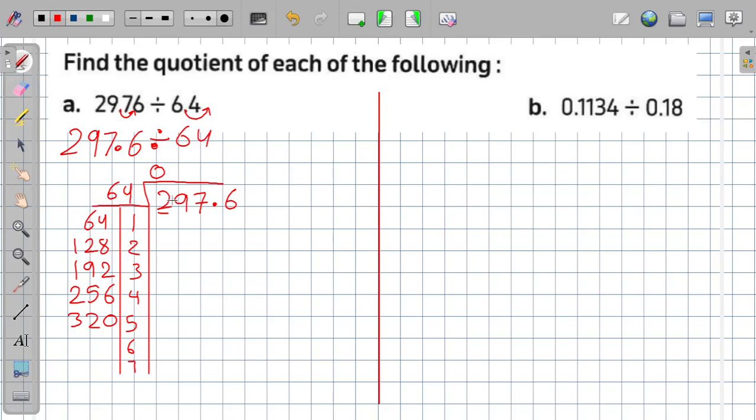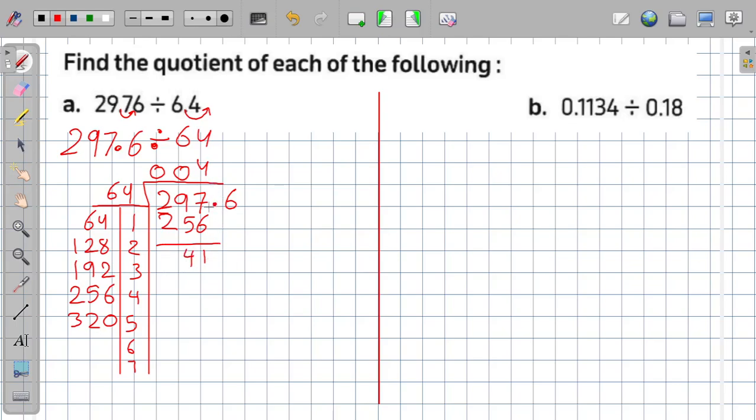Equals 0. Okay, so it will be 297. So I think 297 is between 256 and 320. So I will take 256. Okay, so 256 divided by 64 equals 4. And the remainder will be 1, 4, and 0.